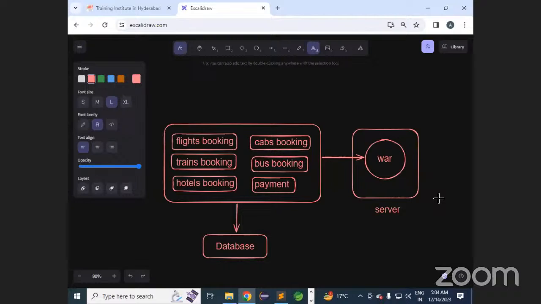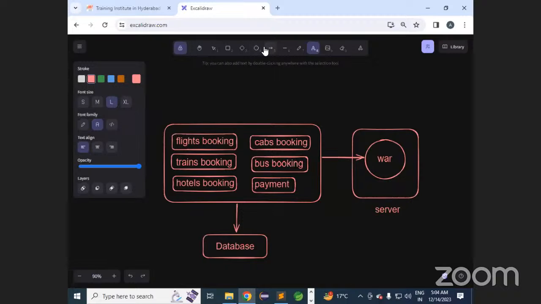How many war files are available? One war file. What is there in that war file? All the functionalities are available. We deployed it into one server. Now, this application is live. That application is deployed into the production environment. Anybody can access our application. Some customers want to book flights. Some customers want to book trains. Some customers buses, some customers cabs, some customers hotels. So many customers are accessing our application to book tickets according to their requirement.